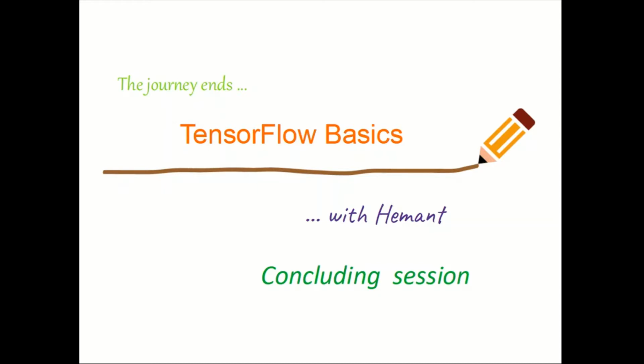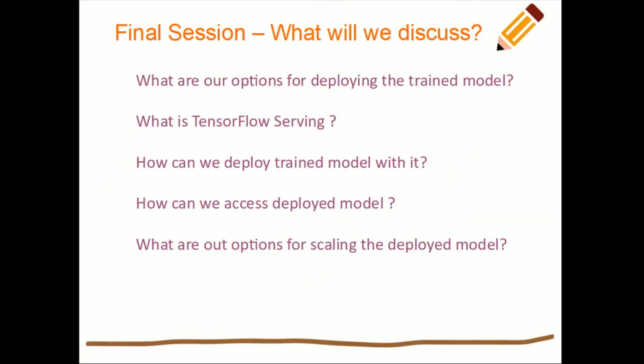In the last video, we discussed how to train our model using distributed training. So far we have been able to train our model either on a single GPU, single machine, or multiple GPUs and multiple machines, right? So in the end, we are ready with the trained model. Now the topic for this video is how we are going to deploy our trained model and how we are going to scale our deployment in production. That is the topic that we are going to discuss in this final video.